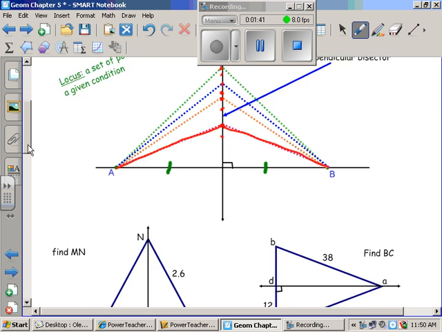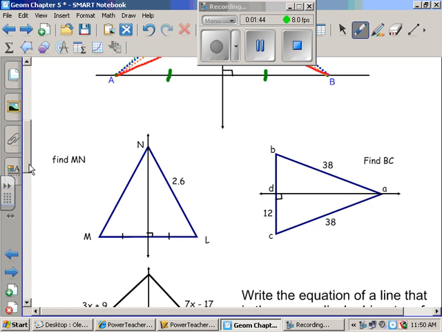If we're going to put that into a problem, here we've got a perpendicular bisector because the distance from M to the line is the same as from the line to L, and it's perpendicular. So if the distance from N to L is 2.6, the distance from N to M is also 2.6. Same thing here. We can tell that A to B and A to C are both 38, so that makes DA a perpendicular bisector. So if this is 12, then this is 12.